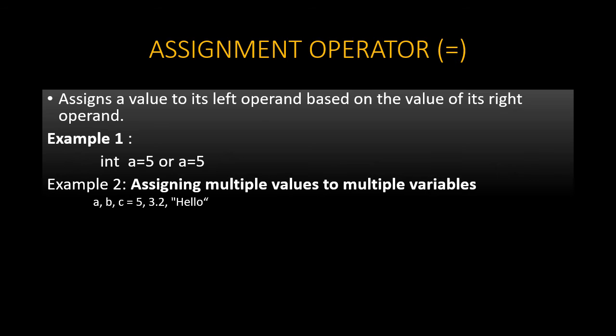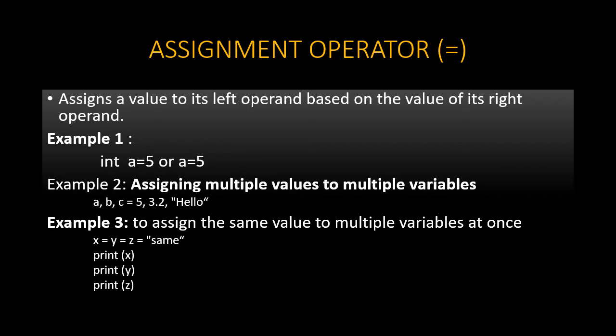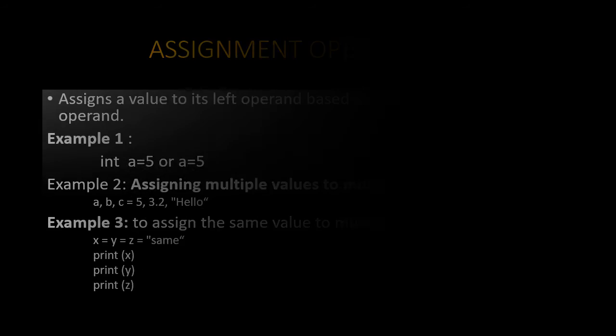Multiple values also we can assign at a time to different variables. Here three variables are used: a, b, c, and the value of a is 3, b is 3.2, and c is hello. And then one value can be assigned to different variables. See, x, y, z are three variables with the same value, the same string.